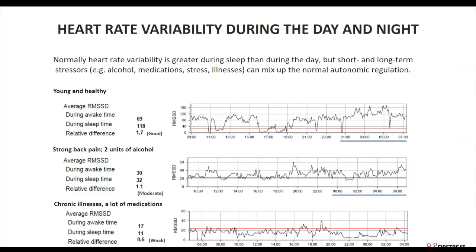And then the bottom example shows where the heart rate variability graph basically goes backwards from how we would expect.